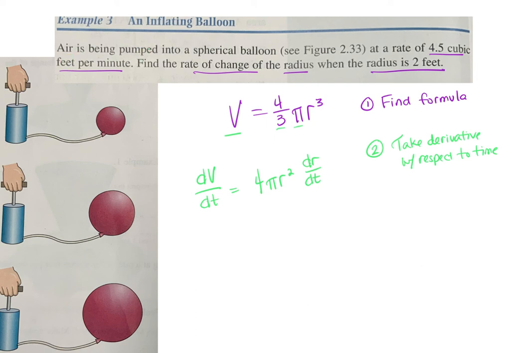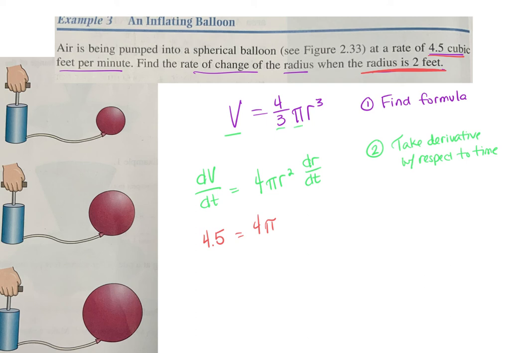The air is being pumped into a spherical balloon. Did they tell me how the radius is changing, or did they tell me how the volume is changing? The volume. If they are pumping air into the balloon, the volume of the balloon is what they told me. 4.5 cubic feet per minute. That is the volume of the balloon. So that's where the 4.5 cubic feet per minute is going to go, right here. 4 and pi, those are both constants. All right. It says the radius is 2 feet.